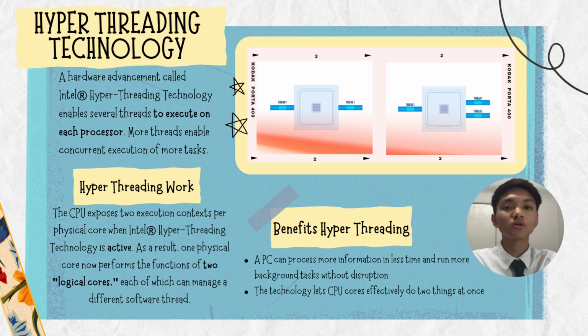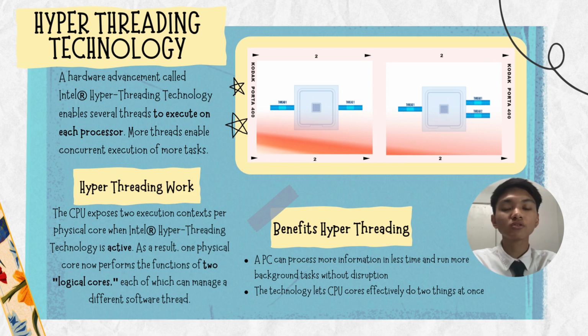For this slide, I'm going to present about hyper-threading technology. Hyper-threading technology is a hardware advancement called Intel hyper-threading technology, which enables several threads to execute on each processor. More threads enable concurrent execution of more tasks. How does hyper-threading work? The CPU exposes two execution contexts per physical core when Intel hyper-threading technology is active. As a result, one physical core now performs the function of two logical cores, each of which can manage a different software thread.